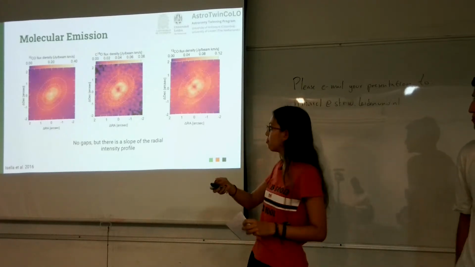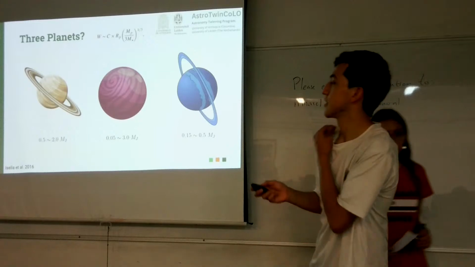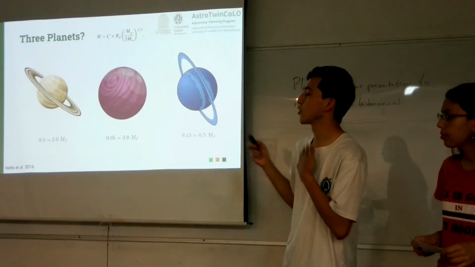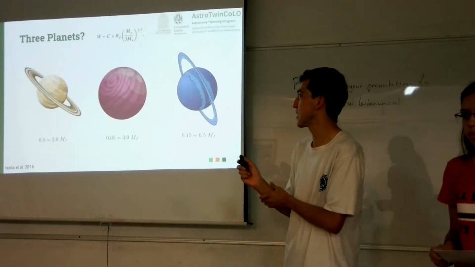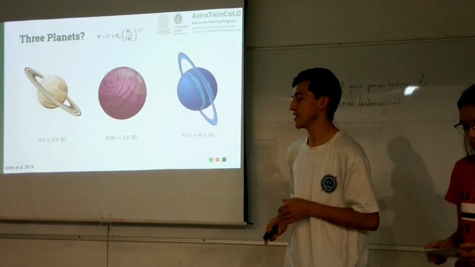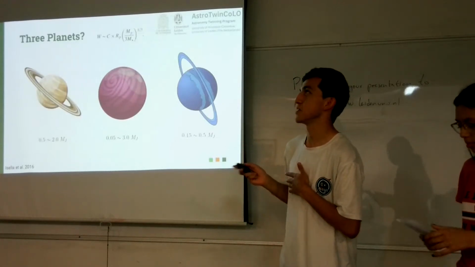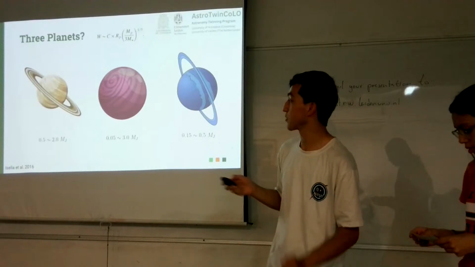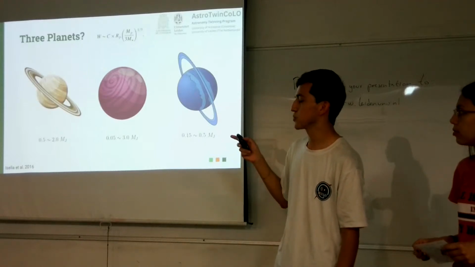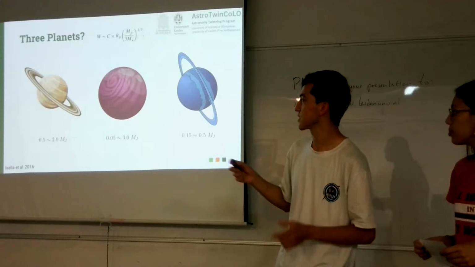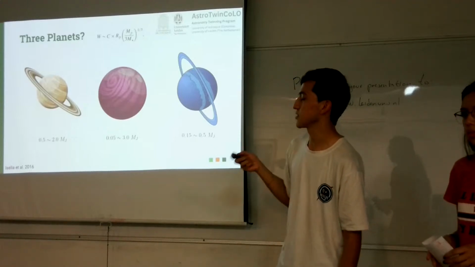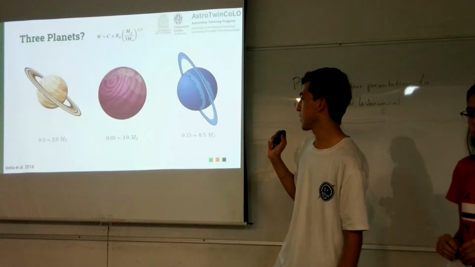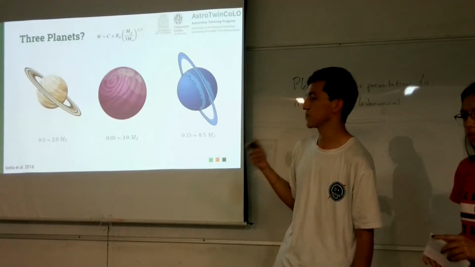So they use an equation from another paper to calculate the hypothetical mass of the planets located in the rings that we see in the emission flux. For the inner ring, they calculate a planet with a mass of 0.5 to 2 Jupiter masses. For the middle ring, they calculate a planet with a mass of 0.05 to 3 Jupiter masses. And the other one with a planet of 0.15 to 0.5 Jupiter masses.